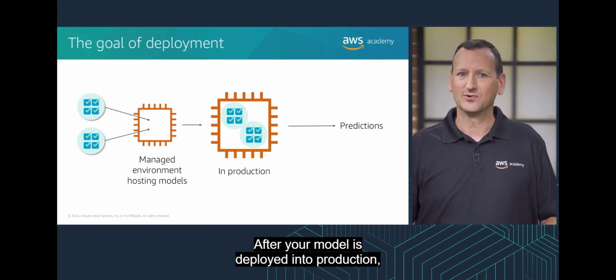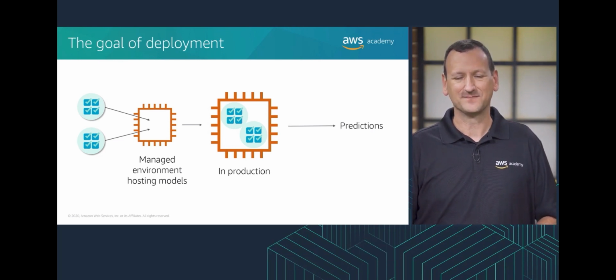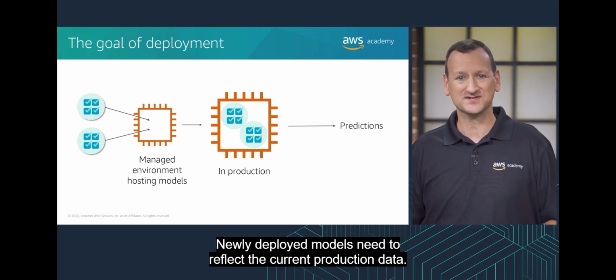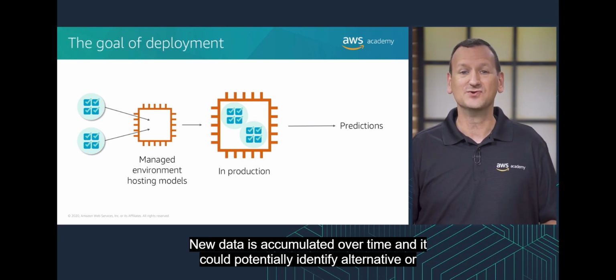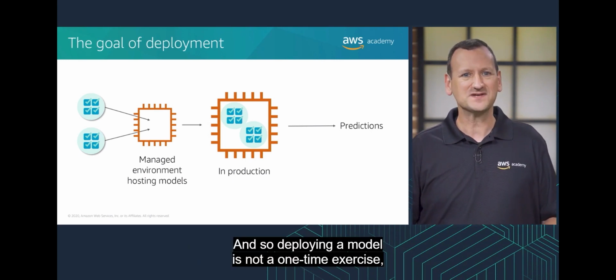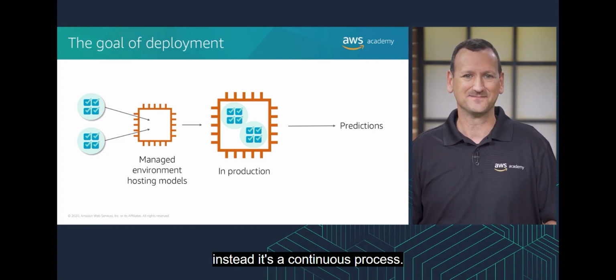After your model is deployed into production, you should monitor your production data and retrain your model if necessary. Newly deployed models need to reflect the current production data. New data is accumulated over time, and it could potentially identify alternative or new outcomes. And so deploying a model is not a one-time exercise. Instead, it's a continuous process.